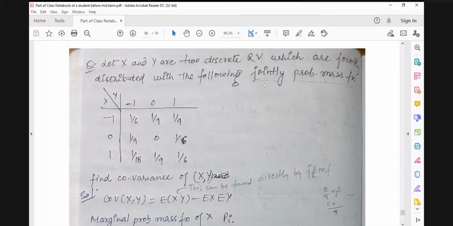Now we have x and y as discrete random variables which are jointly distributed with the following probability mass function.